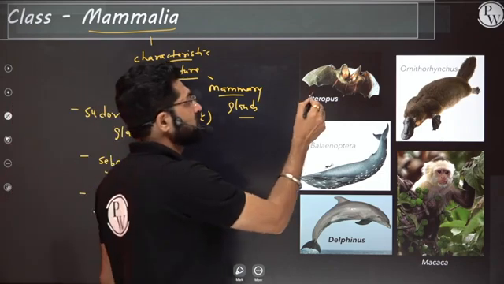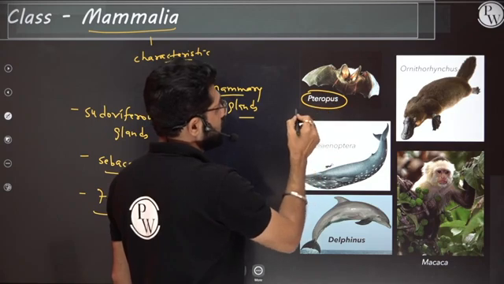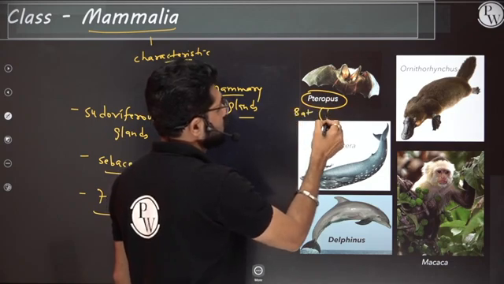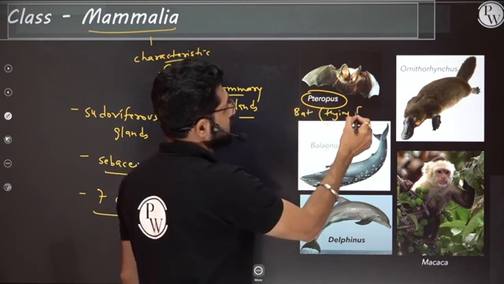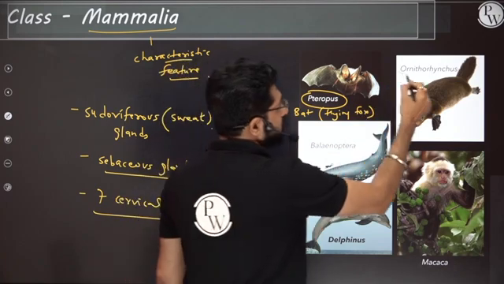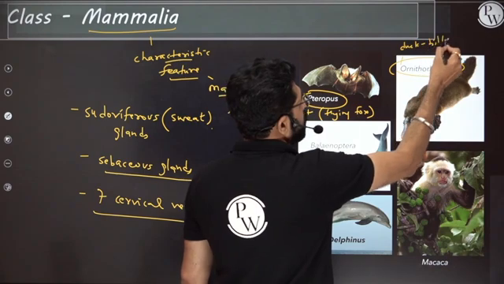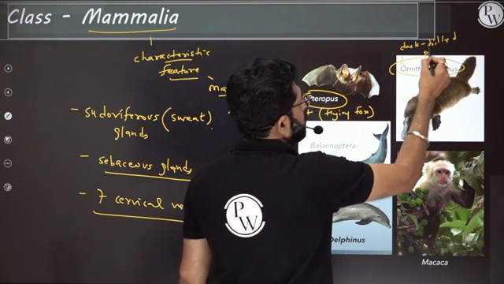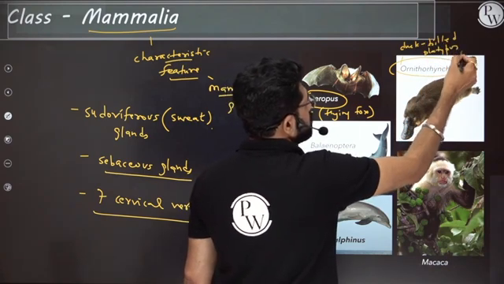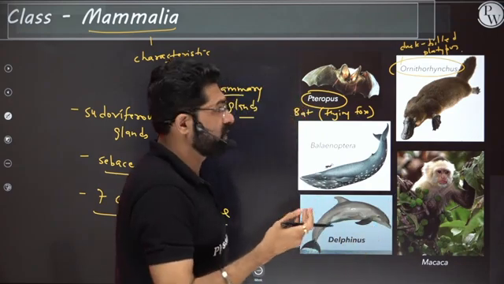Let's talk about the common examples. Pteropus is your bat, or the flying fox, as they also call it. Ornithorhynchus is the duck-billed platypus. It is the only one which is oviparous. Okay, even some more are there.